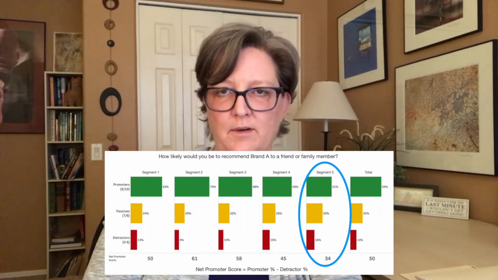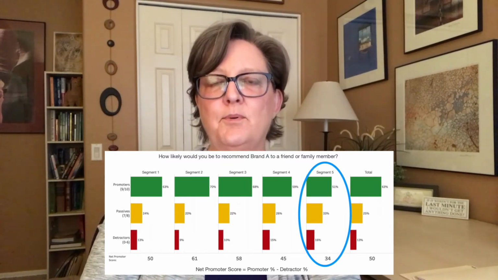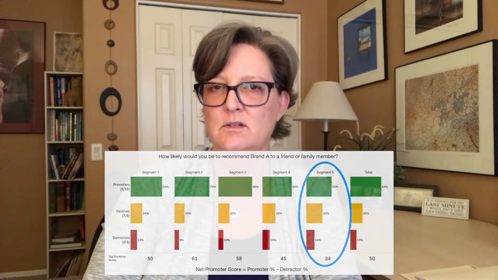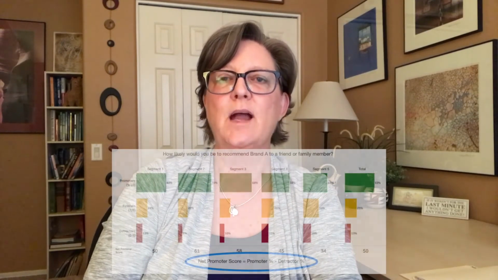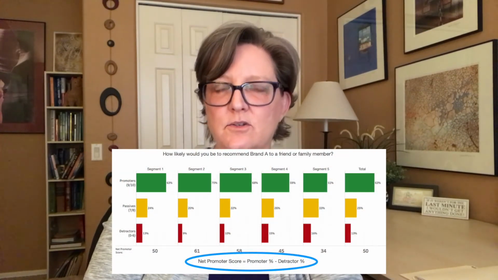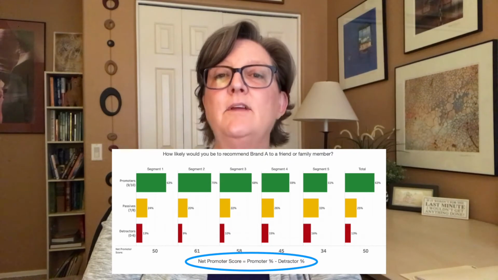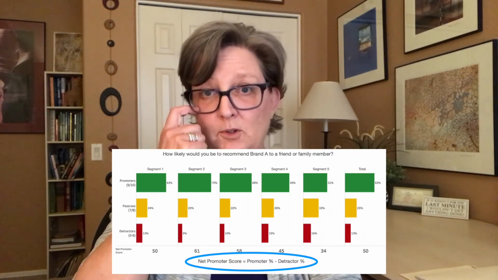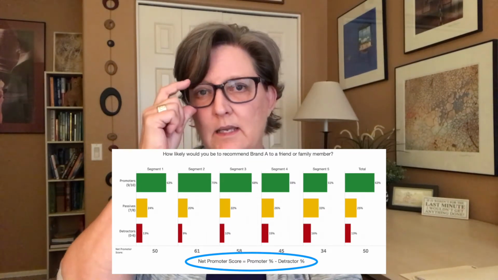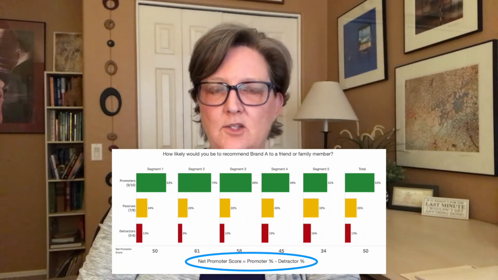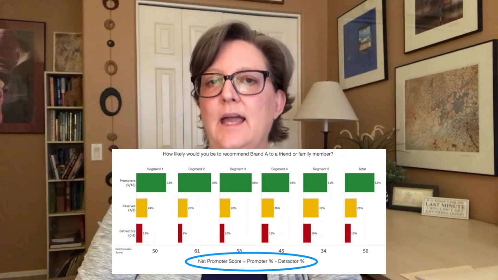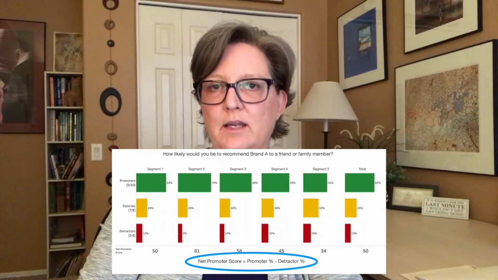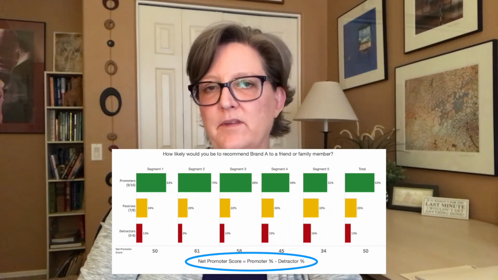Why is this important? This is important because Net Promoter Score is calculated by taking the percentage of promoters that you have, subtracting the percentage of detractors that you have, and leaving the passives out of the calculation. Okay, and this is what people don't always understand about Net Promoter Score. It is really a measure of potential word of mouth. And passives, while they're happy, are not particularly likely to be talking about you. So they're removed from this calculation.